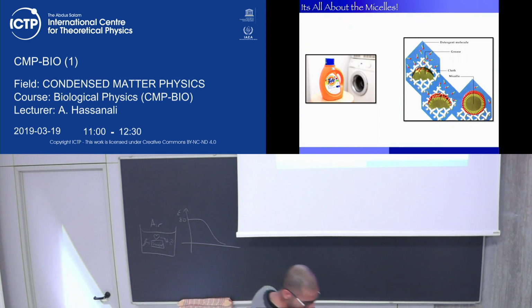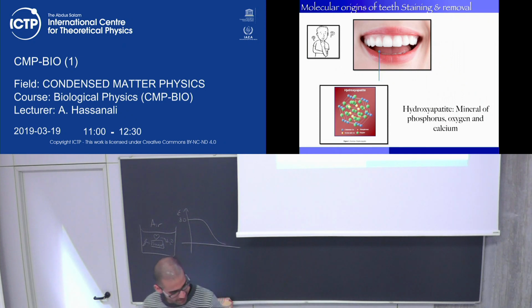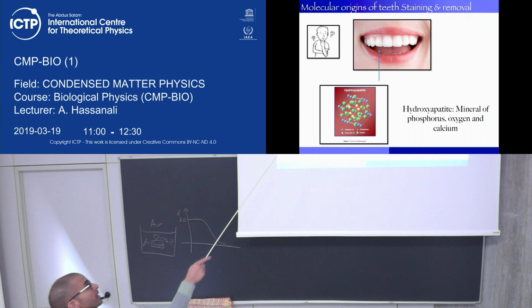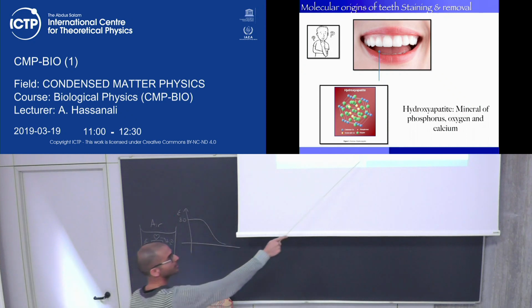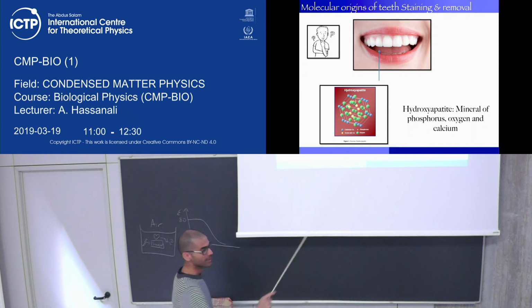So one last thing. This might be a weird example, but anyway. If you look at your teeth, most of us, when we're born, have nice white teeth. Then as you start to drink coffee or you smoke or whatever, or you don't brush your teeth, they get stained. The reason is that your teeth are made up of a mineral called hydroxyapatite, which is a mixture of phosphorus, oxygen, and calcium.